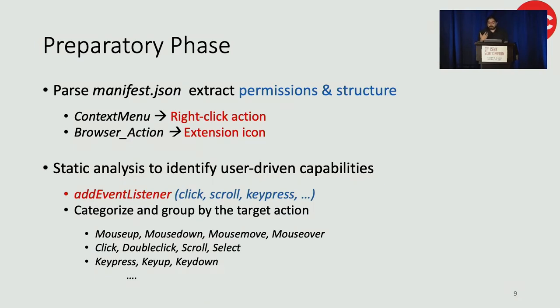In the next step, we perform static analysis on each extension's content script to identify all the user-driven capabilities and events. We focus on the event listener function since it indicates the user interactions required to trigger a modification. If an event listener waits for a click or for a scroll event, it is very likely that it will perform a modification after this event. So we extract all the related arguments and all these values, and we categorize them based on their functionality.